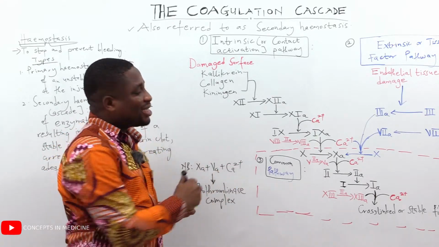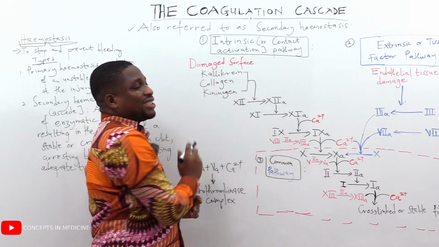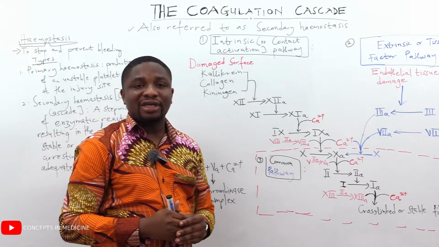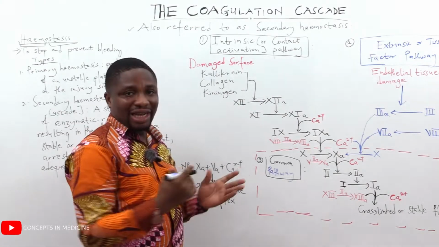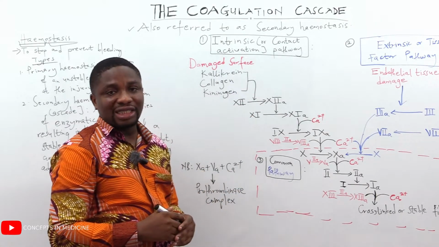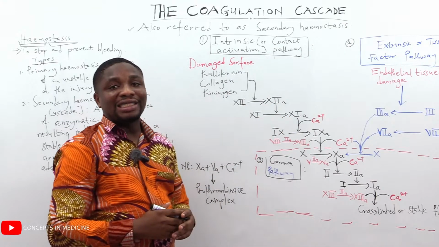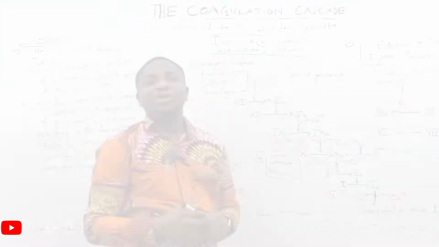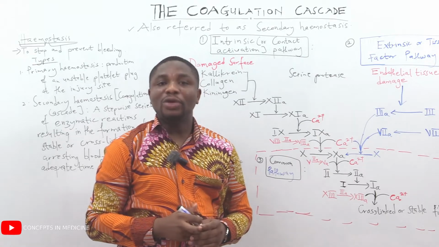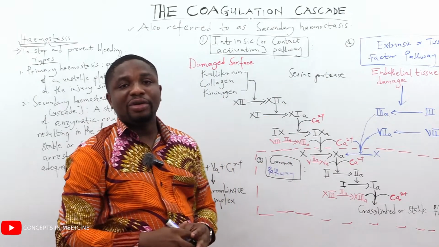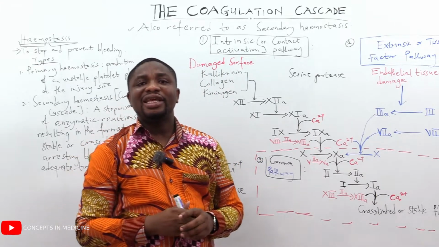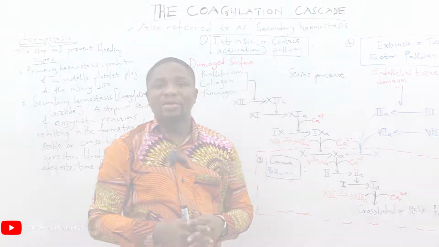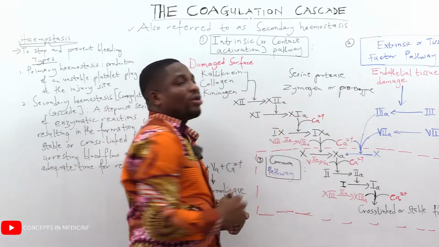will be exposed. And once they are exposed, they will cause the activation of factor 12, which is also referred to as the Hageman factor or the contact or glass factor. Upon contact, this factor 12 becomes activated. Anywhere you see A, know that that is activation. You should know that the coagulation factors belong to a family known as the serine protease. The coagulation factors are going to be in their inactive form, referred to as the zymogen or proenzyme.